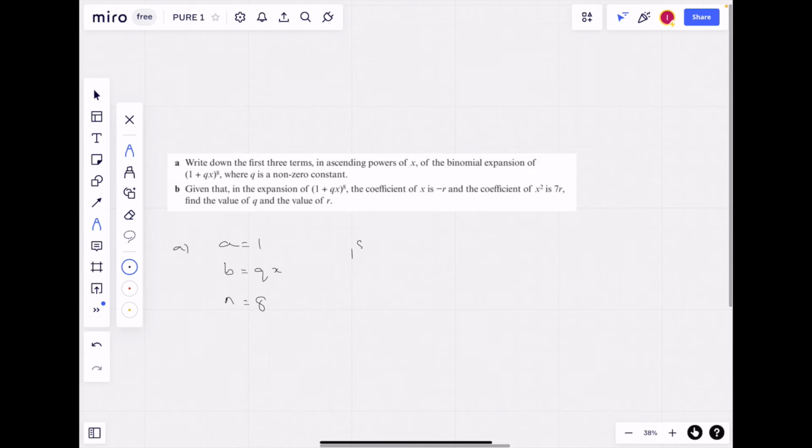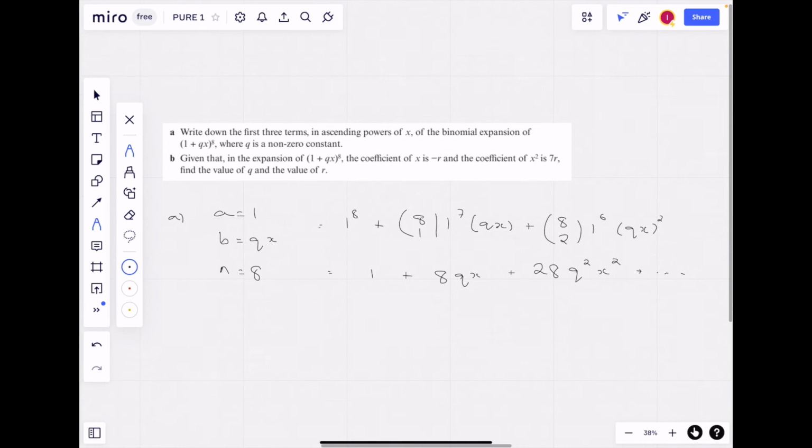So 1 to the power of 8 plus 8, 1 to the power of 7 times qx plus 8 choose 2, 1 to the power of 6 qx squared. So 1 plus 8qx plus 28q squared x squared. Those are the first three terms. Okay, then it says, given that in the expansion of 1 plus qx to the power of 8, the coefficient of x is minus r, and the coefficient of x squared is 7r. Find the value of q and the value of r.